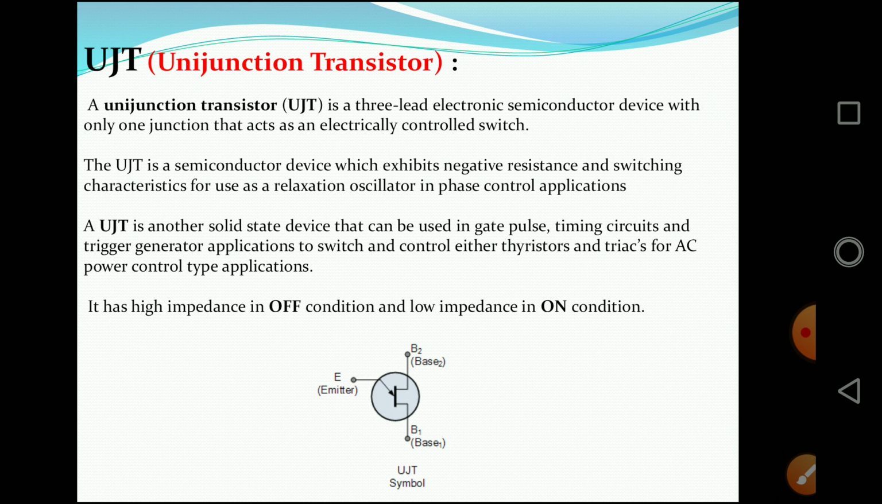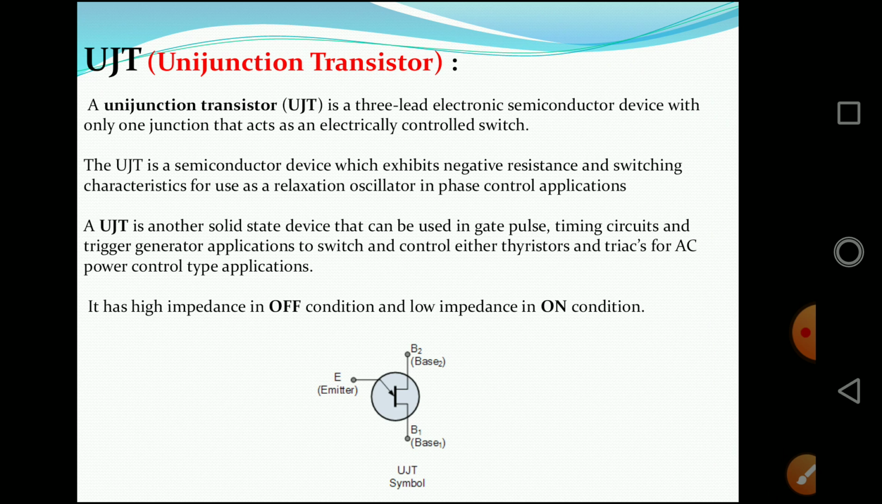In today's session, we are going to study the construction and working of one more thyristor family device, that is UJT. UJT stands for Uni-Junction Transistor. In the previous semester, we studied the transistor, which is a 3-terminal, 2-junction device. UJT also has 3 terminals, but here it forms only a single junction. Therefore, it is named the uni-junction transistor.